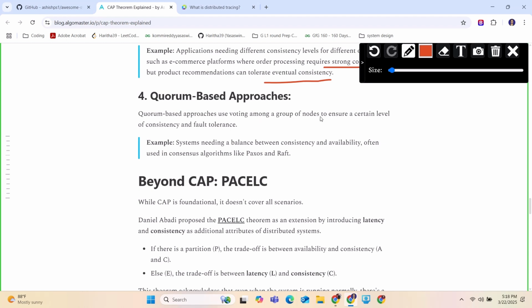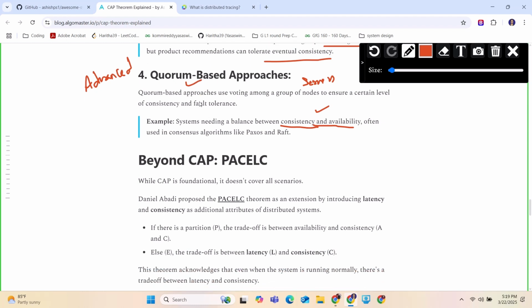Next, quorum based approaches. Quorum based approaches use voting among a group of nodes to ensure a certain level of consistency and fault tolerance. Group of nodes means servers also. For example, systems needing a balance between consistency and availability, often used in consensus algorithms like Paxos and Raft. It is mostly an advanced topic which needs more explanation, but let's understand a bit. Systems needing a balance between C and A, that means both consistency and availability. In general it is impractical, but even if we want it, at that time this quorum based approach is used. That means we vote among a group of servers, to find the one having the best consistency.